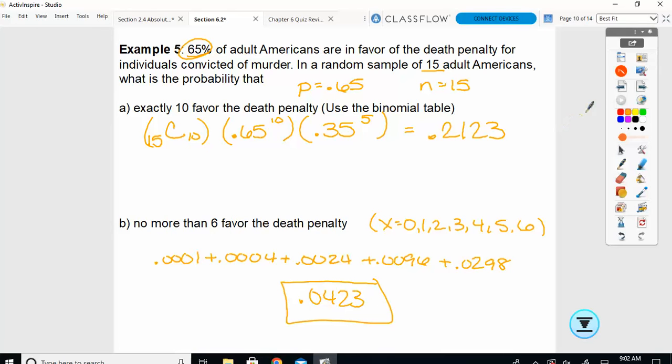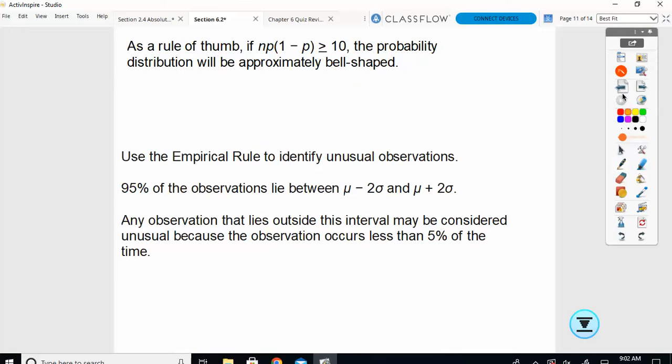The last thing that I want to talk about in general, and we're not going to use this so much right now, it's going to come up more in a later chapter, but since we're talking about the binomial, it's a good time to go ahead and mention it. If n times p times 1 minus p is greater than 10, then when we draw the graph, it's actually going to turn out to be bell-shaped. Okay, maybe not a perfect bell, but approximately.